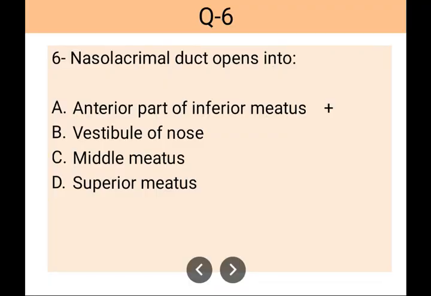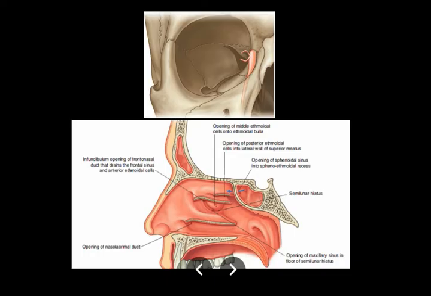The nasolacrimal duct opens into the anterior part of the inferior meatus. How? As we can see over here.